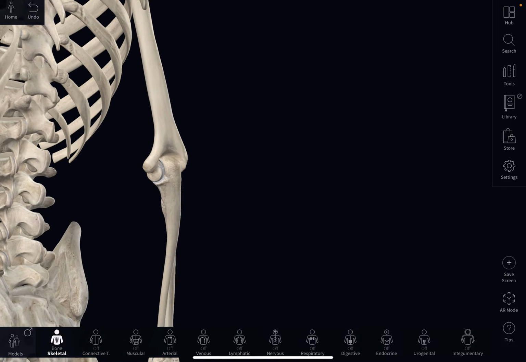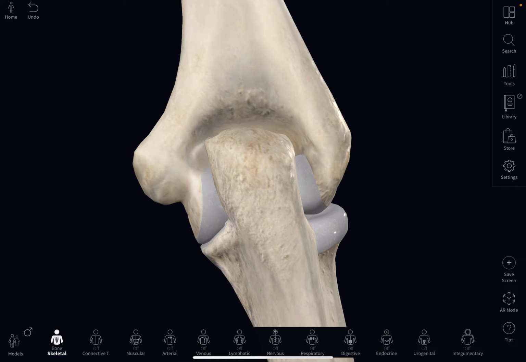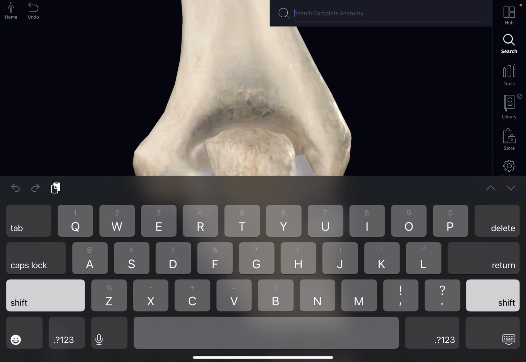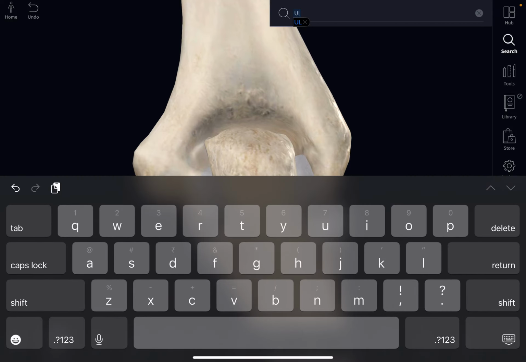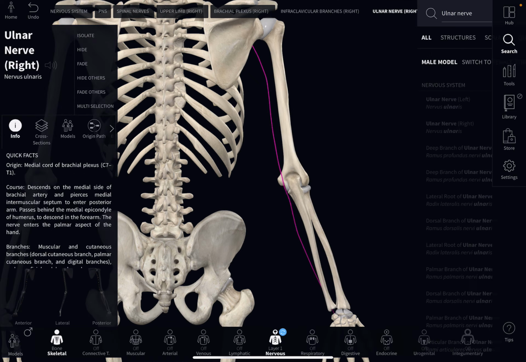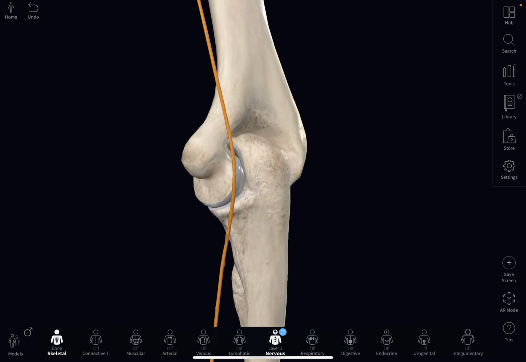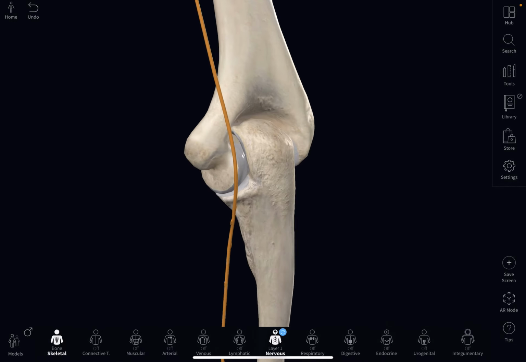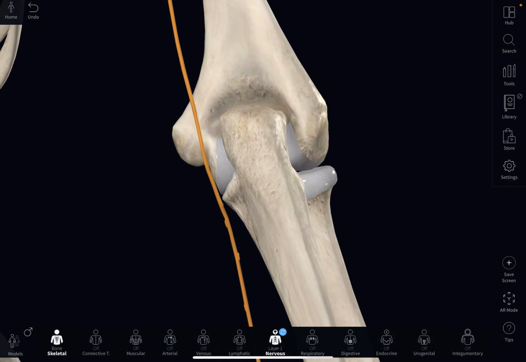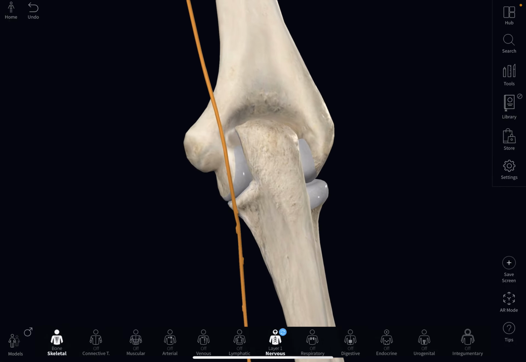So when we look at the posterior aspect, we can see that there is this groove here. This groove is for the ulnar nerve. Now, let us just put the ulnar nerve in place. Ulnar nerve, the right side here. Do you see this? There is a groove on the posterior surface of the medial epicondyle, and this groove is for the lodgement of the ulnar nerve. Therefore, it is called sulcus nervi ulnaris.